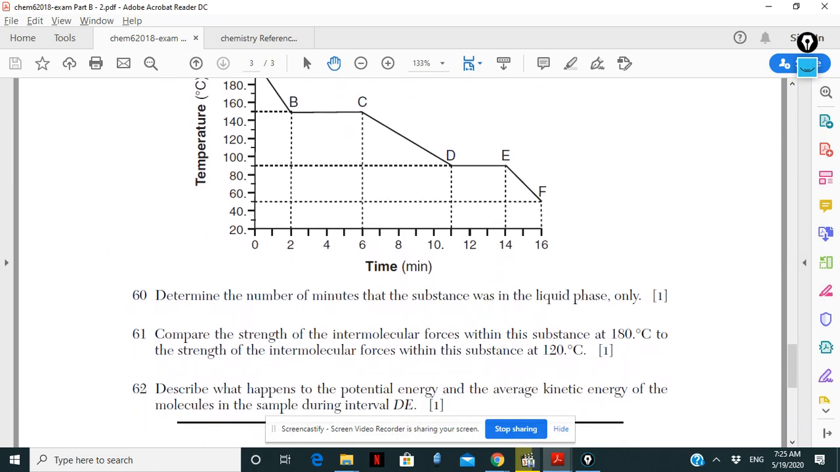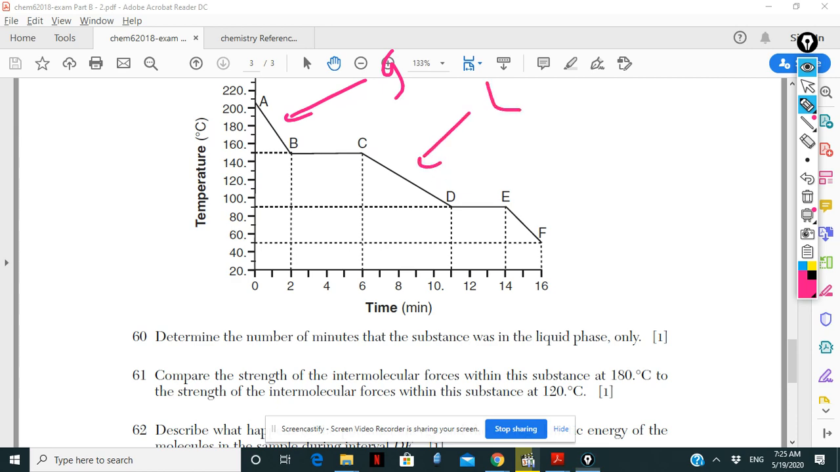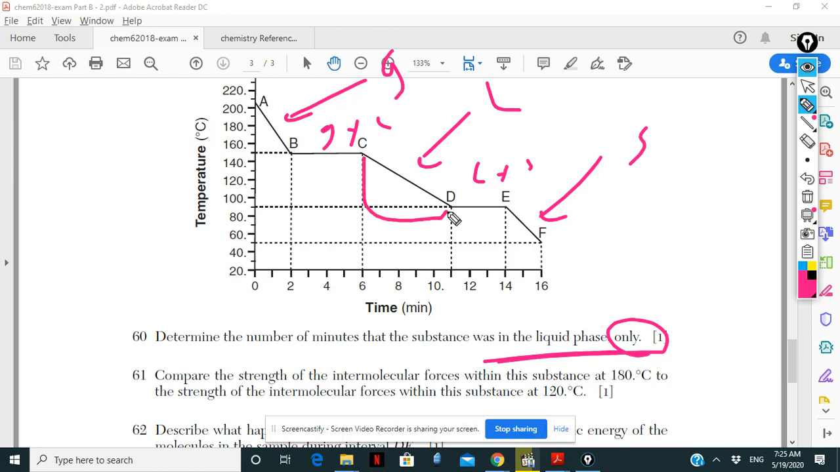Okay. Determine the number of minutes that the substance is in the liquid phase. So again, that's gas, that's liquid, that's solid, liquid plus solid, gas plus liquid. Now it says in the liquid phase only, so it's that amount. So that's 11 minus 6, giving me 5 minutes.